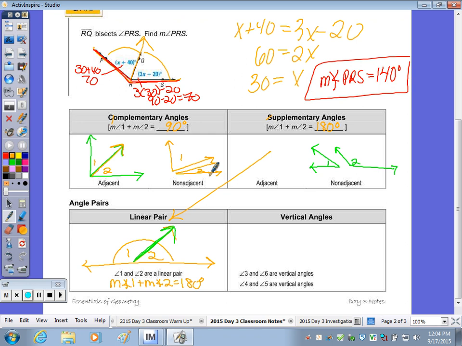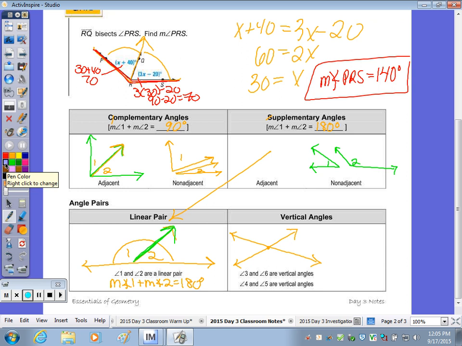Vertical angles are formed anytime two lines intersect. And you told me that the first day of the lesson, when I had you in groups define what a point was, many of you said it was the intersection of two lines. So again, when any two lines intersect, we have four angles.